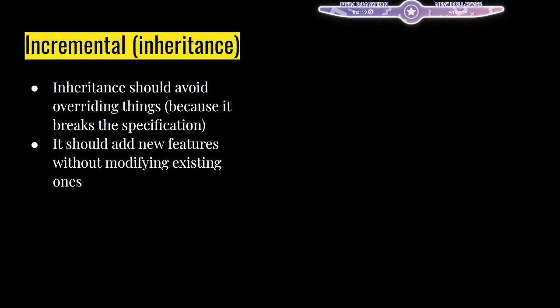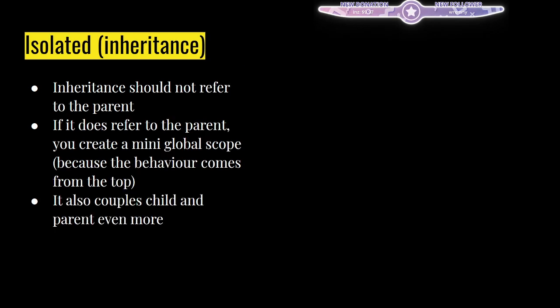Incremental means that we also work with it in isolation. In isolation means a child should not refer to a parent, because parent and child are already coupled between each other, and if you add an extra coupling between them, that just makes things worse. It will be harder in the future to refactor if you suddenly have a child that refers to a parent. It is a strong relation, and that relation just became stronger.